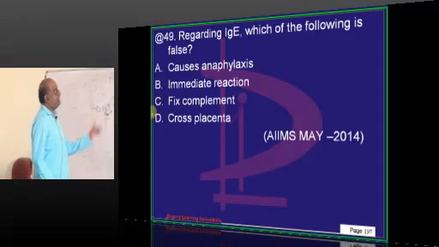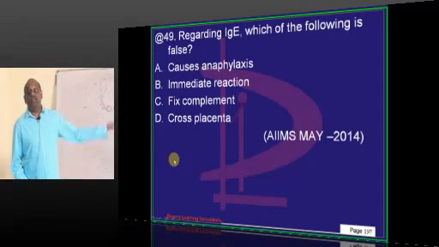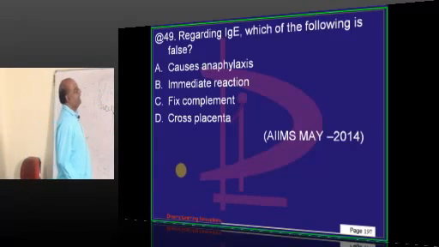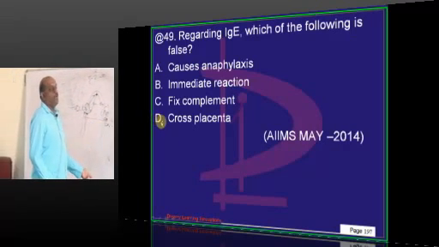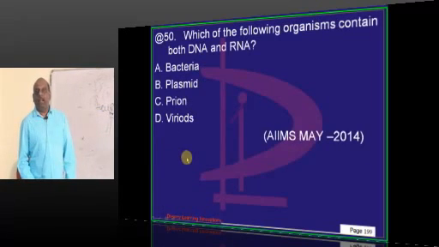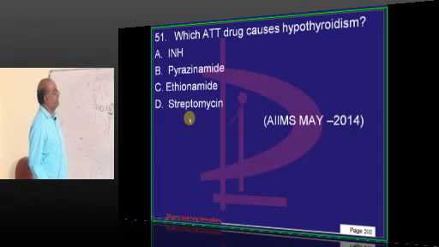IgE, what is the wrong statement? IgE doesn't cross placenta. But what is the good news about this? Immunoglobulins is a high yield topic. It is in the topic list, the microbiology topic list. It's an easy question. It fixes complement and it leads to immediate reaction. It can lead to anaphylaxis. Anything is true. Bacteria contain both DNA and RNA to make your life look easier.